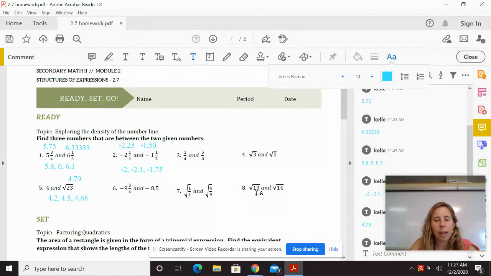So 3 times 3 is 9, 4 times 4 is 16, so this is good. They're both going to be 3 point something. So it's probably going to be a pretty small window on this one.